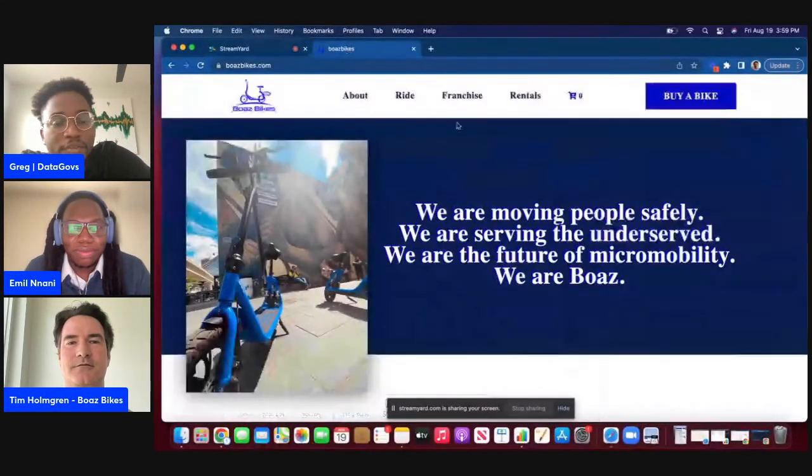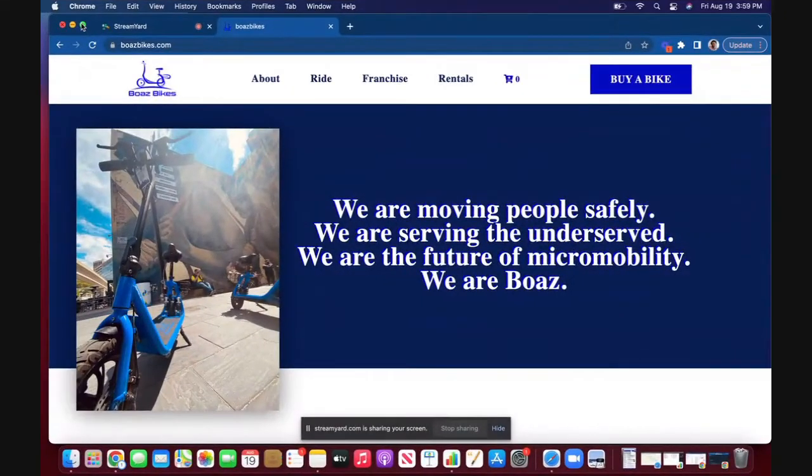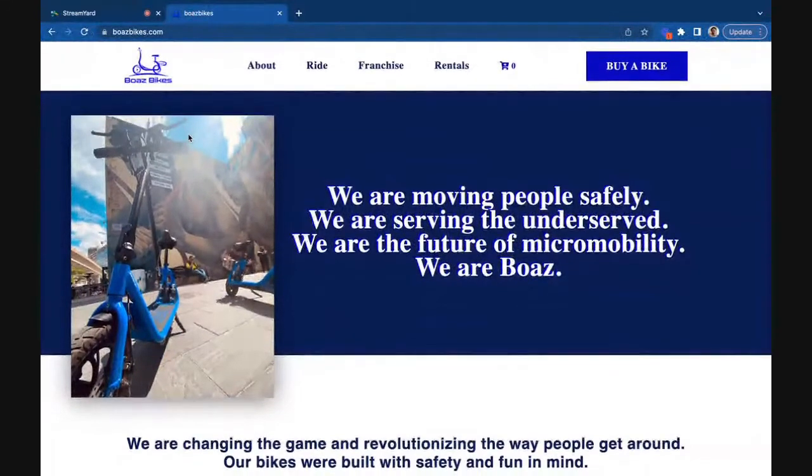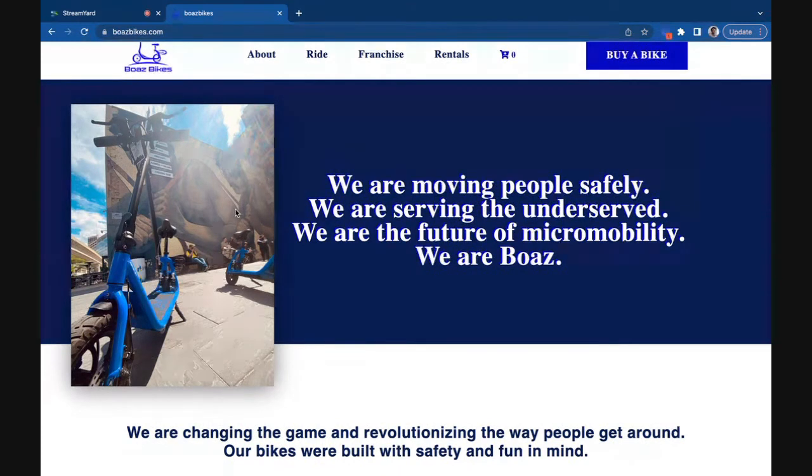Great. I want to share my screen really quickly to just show everybody here a little bit about the product that you guys have built. So this is Boaz Bikes. You immediately go to the page and it's, we're moving people safely. We're serving the underserved. You're the future of micromobility. We are Boaz.